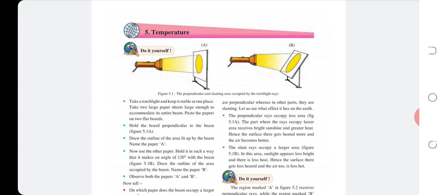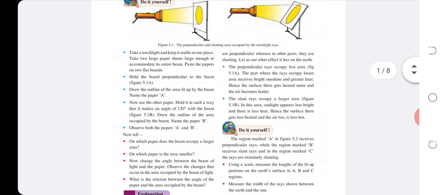Figure 5.1a. Draw the outline of the area lit by the beam. Name the paper A. Now use the other paper. Hold it in such a way that it makes an angle of 120 degrees with the beam. Figure 5.1b. Draw the outline of the area occupied by the beam. Name the paper B. Observe both paper A and B.